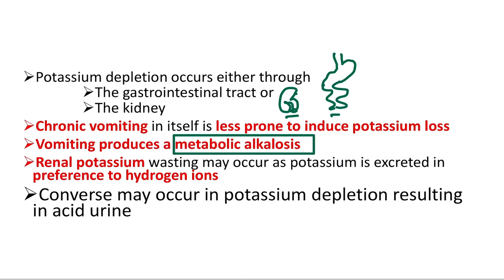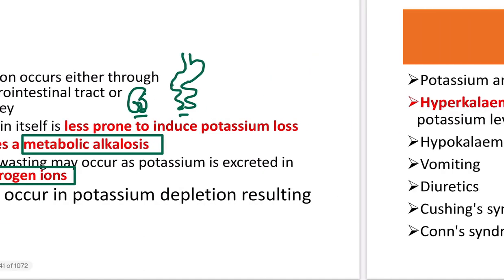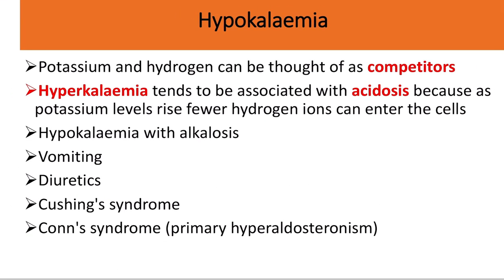Renal potassium wasting may occur as potassium is excreted in preference to hydrogen ion. What occurs when there is less hydrogen? The body wants to preserve hydrogen because it wants to maintain its normal pH. In this condition, the body sacrifices potassium in exchange for hydrogen ion. The converse may occur in potassium depletion, resulting in acid urine. That means when required, potassium is also reabsorbed. In hypokalemia, potassium and hydrogen act as competitors; they are like enemies. When there is more potassium, there is less hydrogen ion, and when there is less hydrogen, there is more potassium.